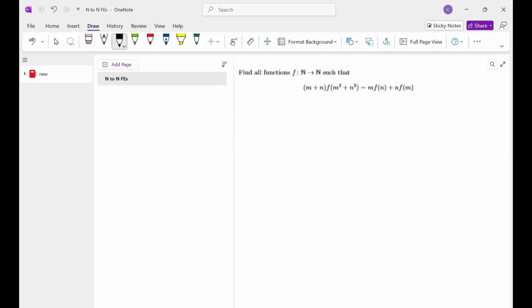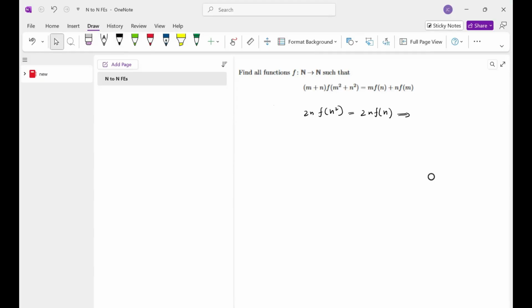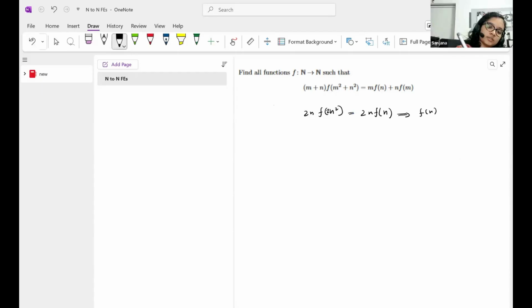We can just put m equal to n. Sure, yes. So you get this, maybe f of 2n squared. Yes, 2n squared. So you get f of n is equal to f of 2n squared, and this is actually useful, so keep this in mind.